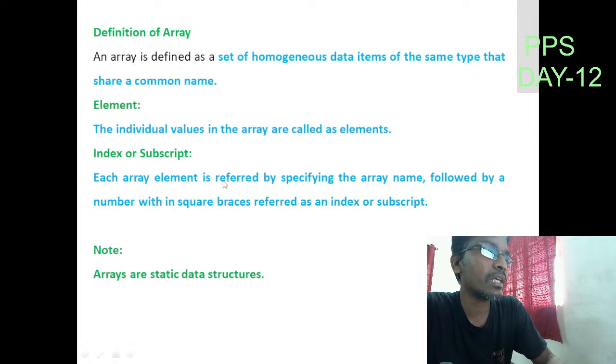So each array element is referred to by specifying the array name followed by a number within square braces. So it will be referred to as an index or subscript. And you have to remember this: arrays are static data structures. That means once you declare the size of the array, that size cannot be increased or decreased. Why? Because it is a static data structure.